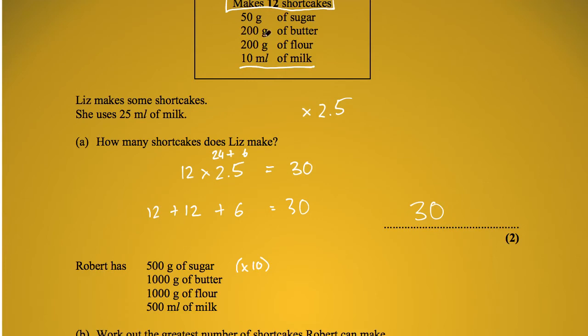To get from 200 grams of butter up to 1,000 grams, he could do this original recipe 5 times over only. He's got the same with the flour, 5 times over. He's got 5 times as much flour as he needs for 12. And what about 500 milliliters of milk? 500 compared to 10. He's got enough milk to make 50 shortcakes.